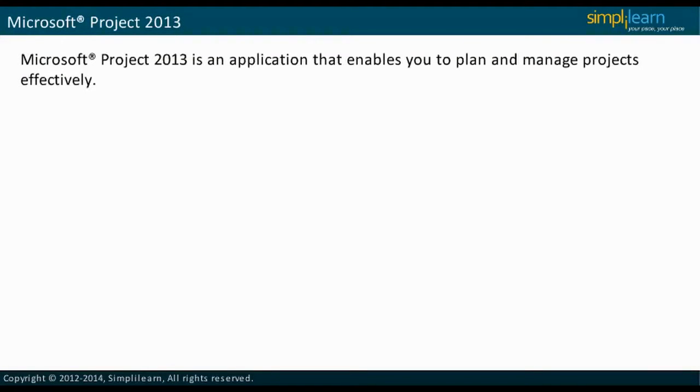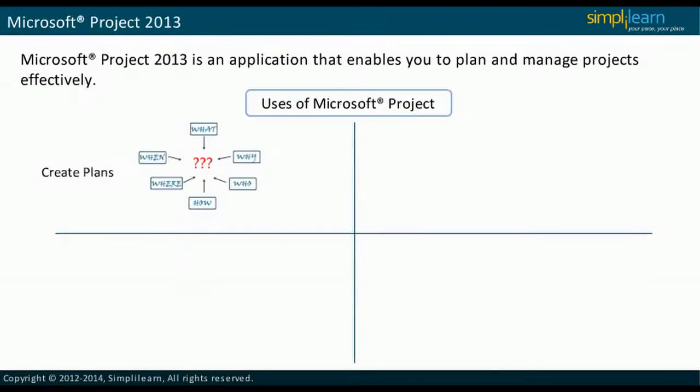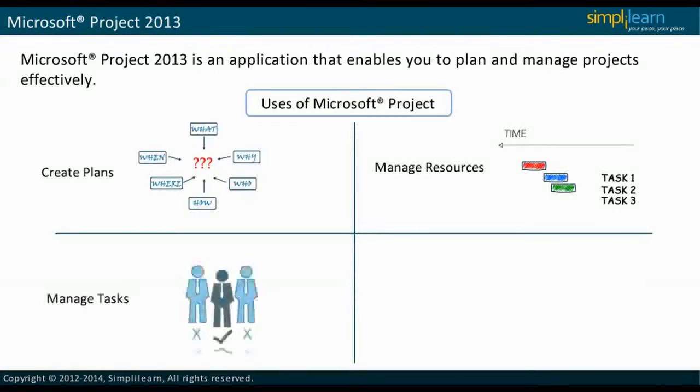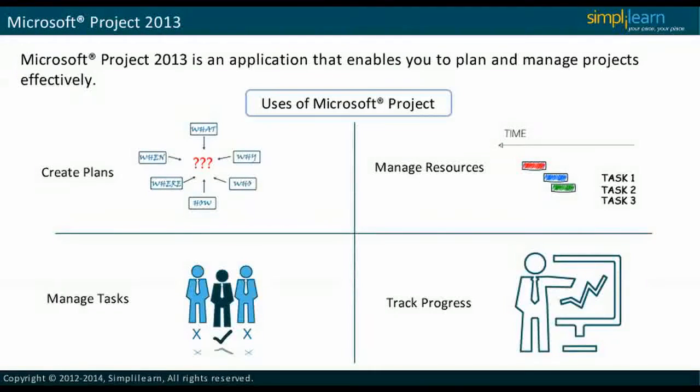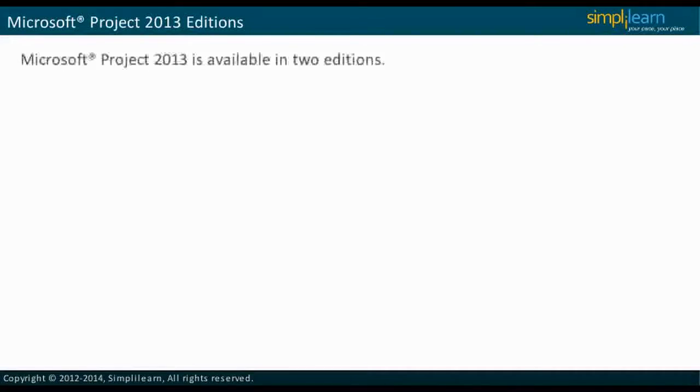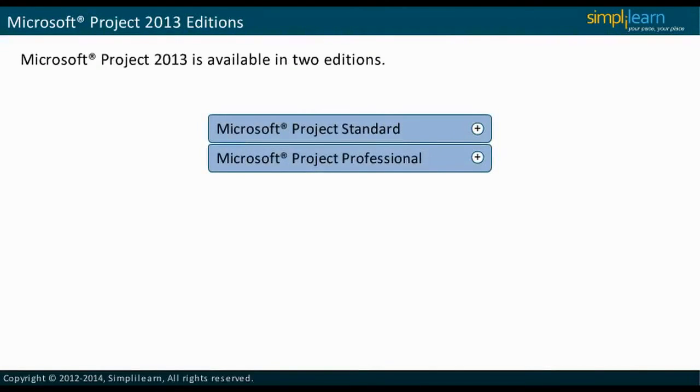Microsoft Project 2013 is an application that enables you to plan and manage projects effectively. Using Microsoft Project 2013, you can focus on multiple projects. There are many uses of the application. Some of them are: you can create plans, manage resources, manage tasks, and track progress. In the next slide, let us look into the additions available in Microsoft Project 2013. Microsoft Project 2013 is available in 2 editions, Microsoft Project Standard and Microsoft Project Professional. Click each edition for more information.